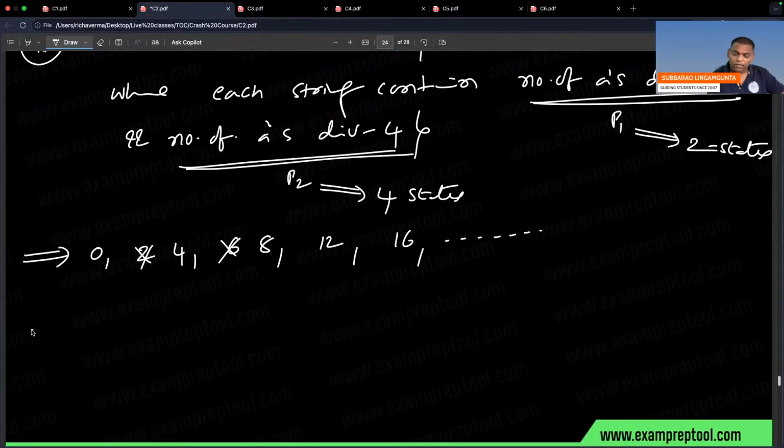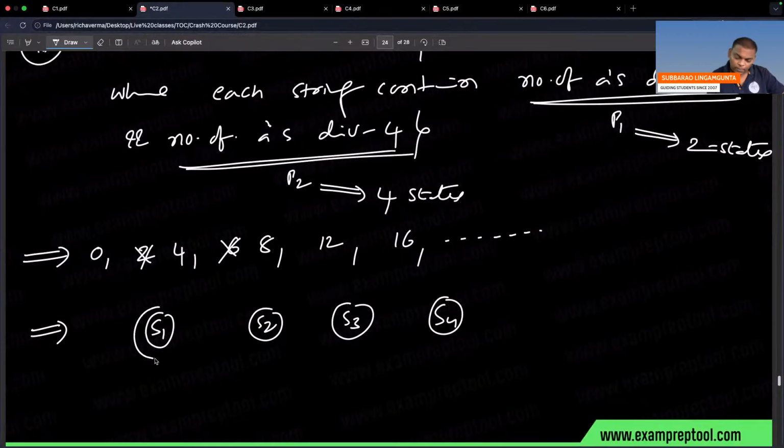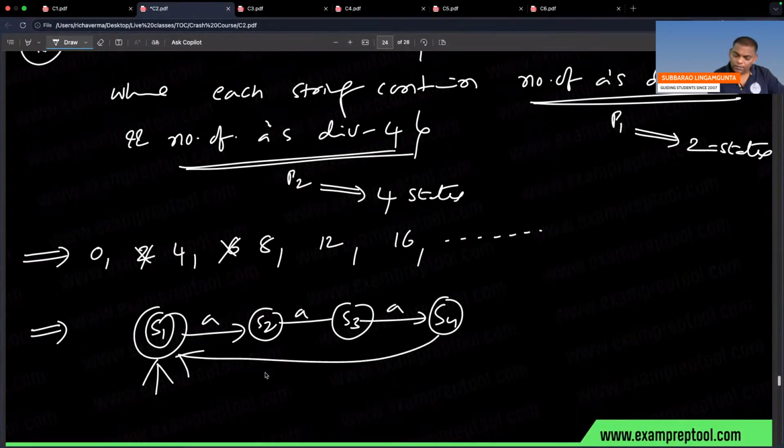So which is nothing but multiples of 4. What is the meaning? S1, S2, S3, S4. See the answer? 0 satisfied, 1 A no, 2 A's no, 3 A's no, 4th A yes. Next one: 5 no, 6 no, 7 no, 8 yes. B's may come, may not come. So this is the story.